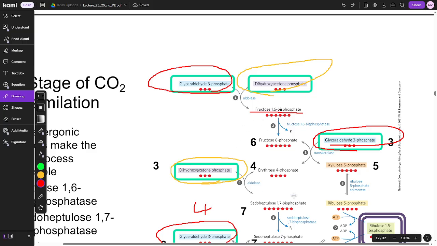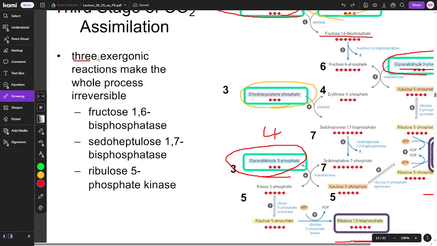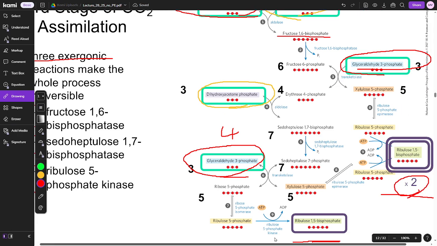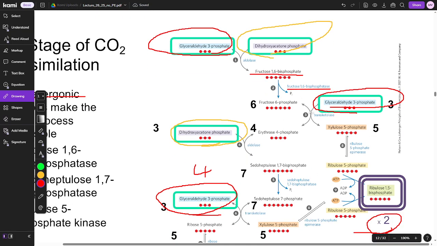This is a very exergonic step, if I'm not mistaken. Yep. Whole process, 3 exergonic reactions make this whole thing irreversible: fructose 1,6-bisphosphatase, sedoheptulose 1,7-bisphosphatase, and ribulose 5-phosphate kinase. So this right here is a committed step, very negative in delta G. And then we have here fructose 6-phosphate with the transketolase.